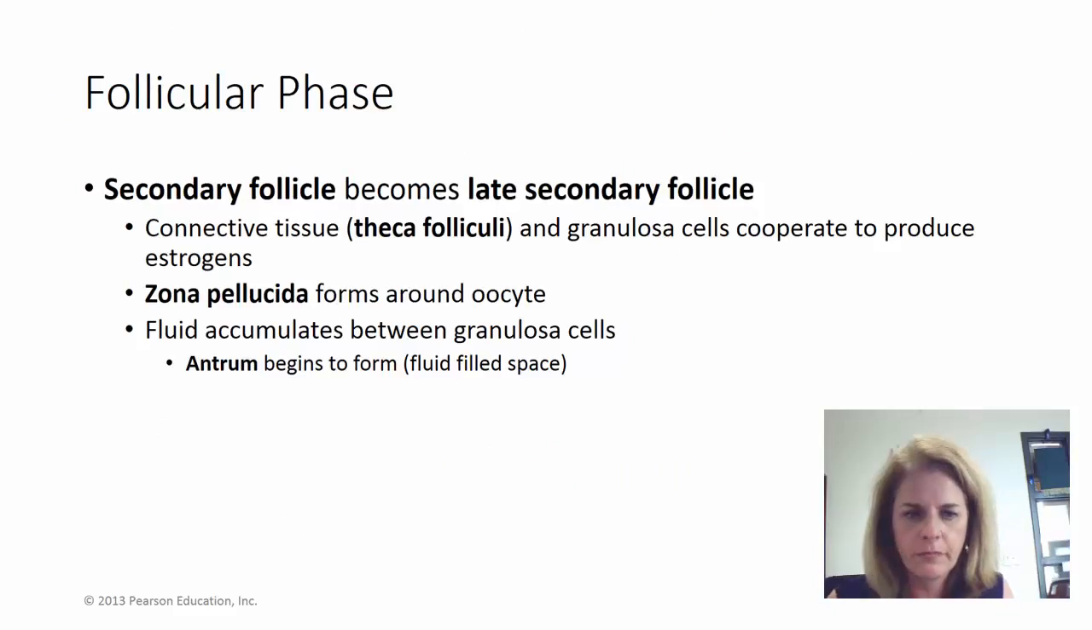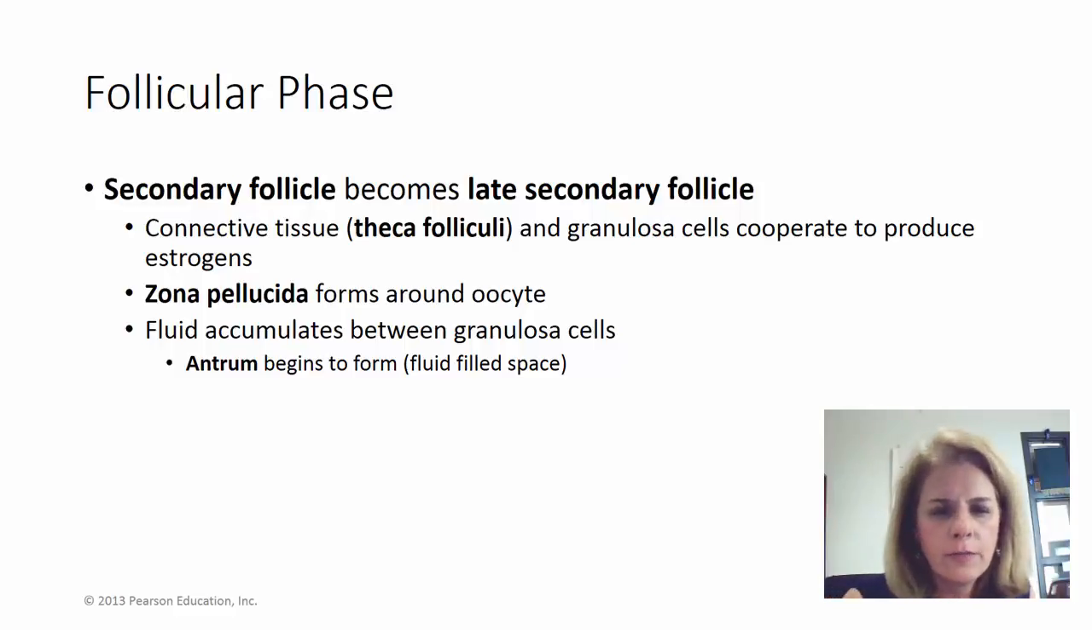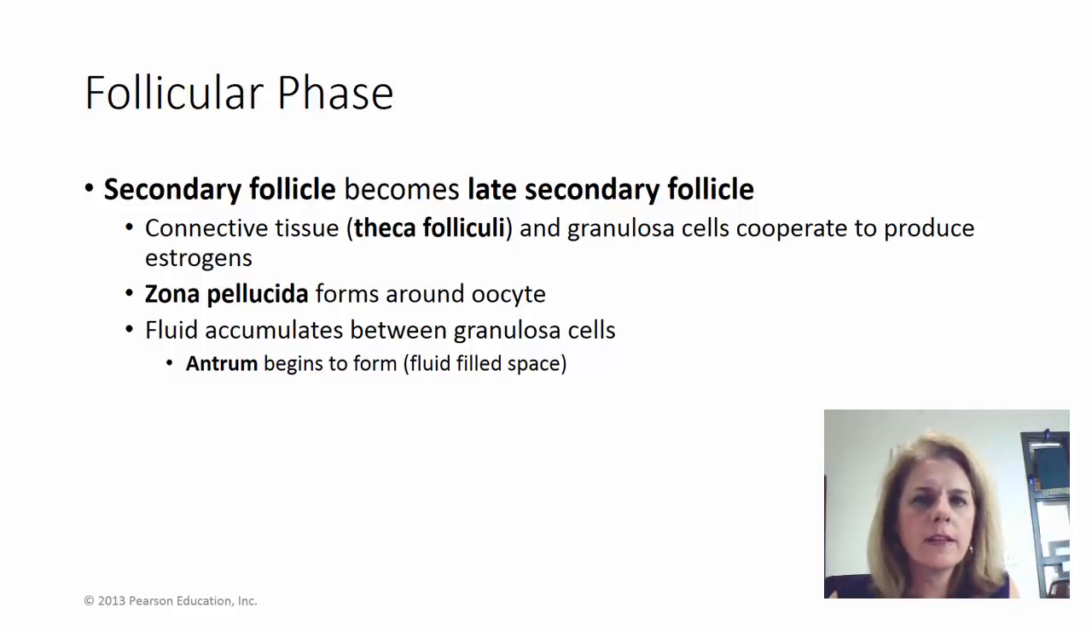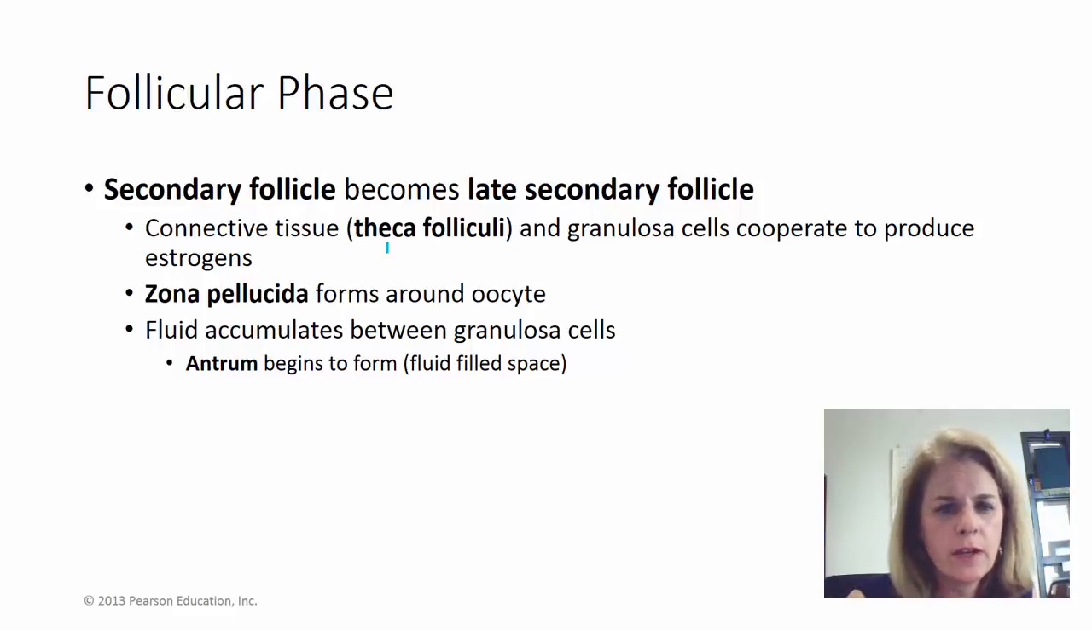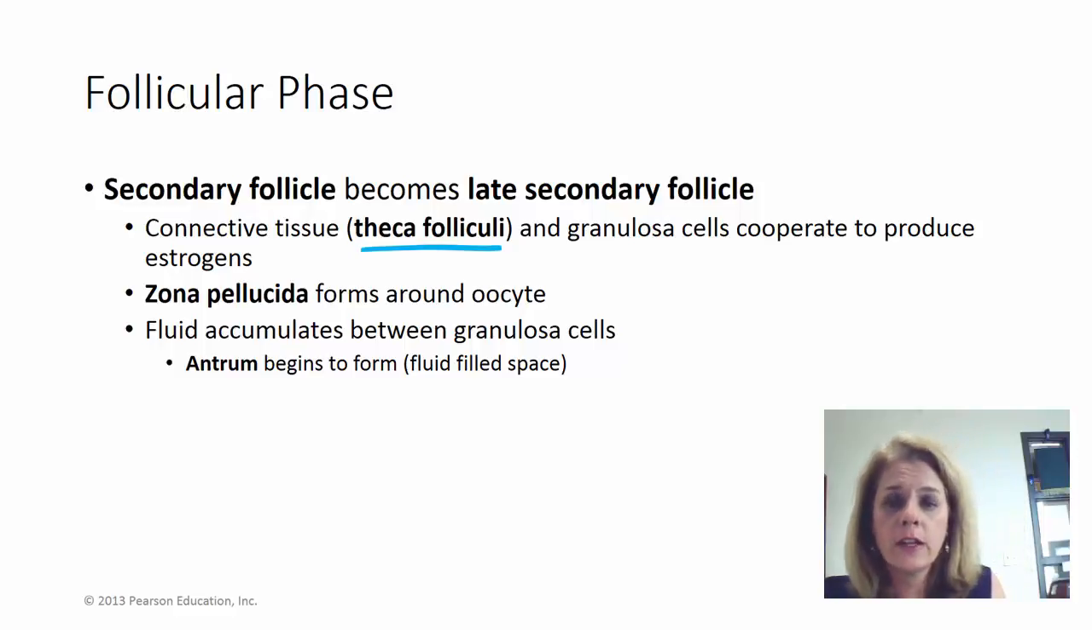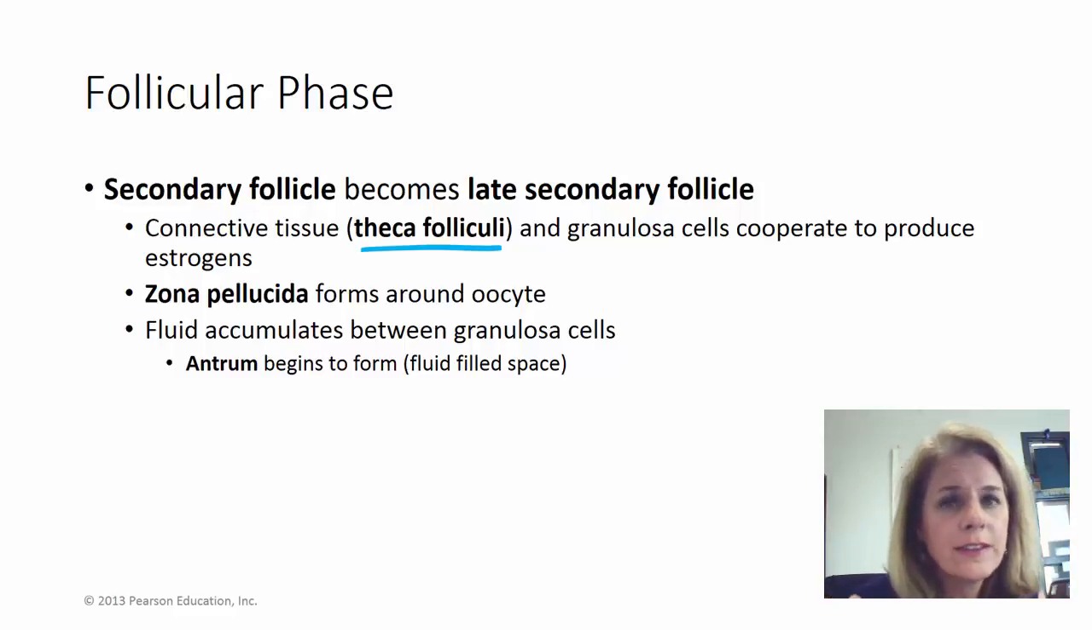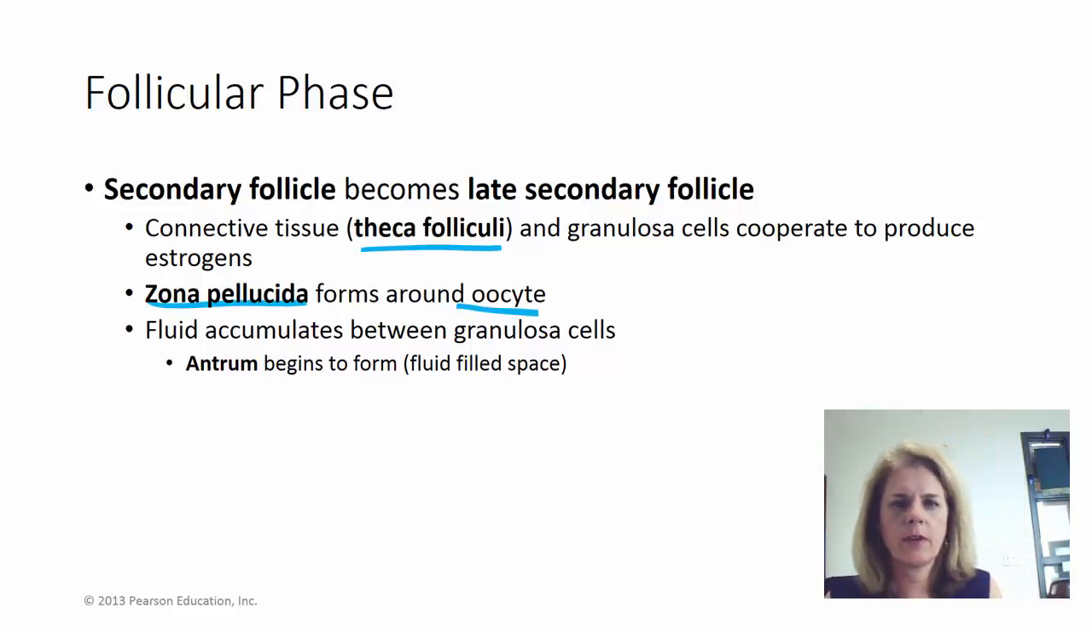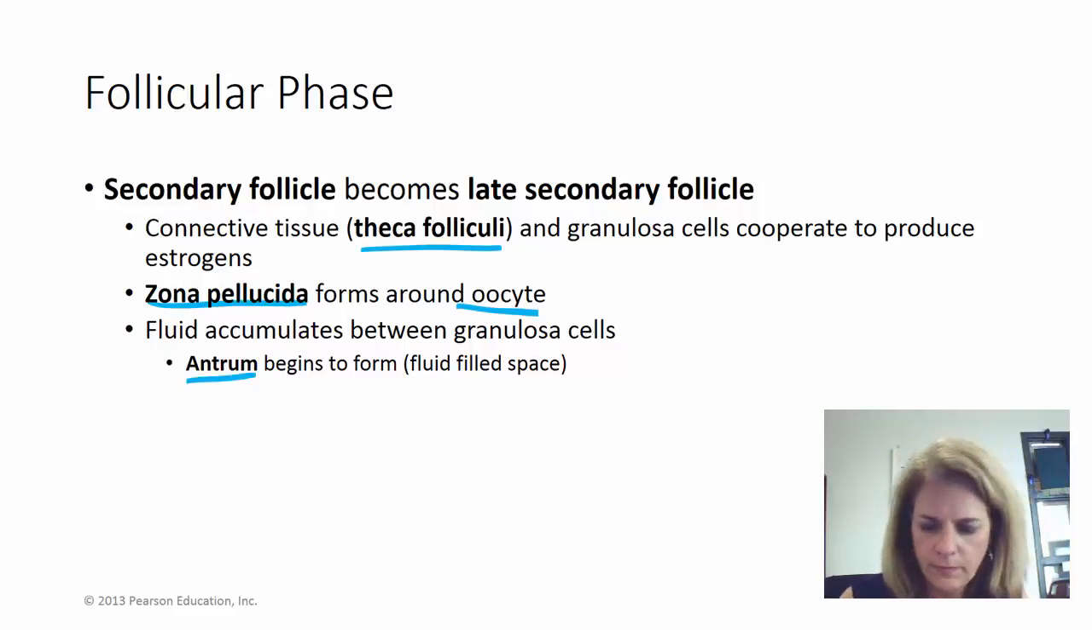All right, so what you're seeing here is a secondary follicle with a primary oocyte in it. Now this secondary follicle is going to continue to develop, and it's going to become a late secondary follicle. And you're going to get even more cells and more connective tissue, something called theca folliculi and more granulosa cells. And these are going to start making estrogens. And so this is where some of your estrogens are going to come from. And you're actually going to form another layer around the oocyte called a zona pellucida. And you're going to start to accumulate fluid and form that antrum.